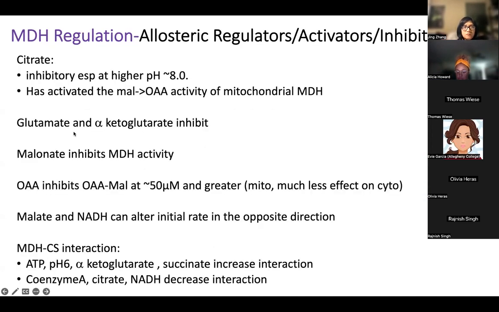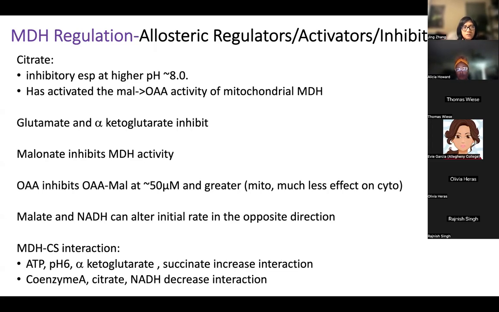So what are some of the regulators that we know about in both mammalian MDH and others? And this is really important because, of course, this, as I said, is a dimer, and binding in one site will interact and alter the site of the second. Think of hemoglobin, think of ATCase, things like this.